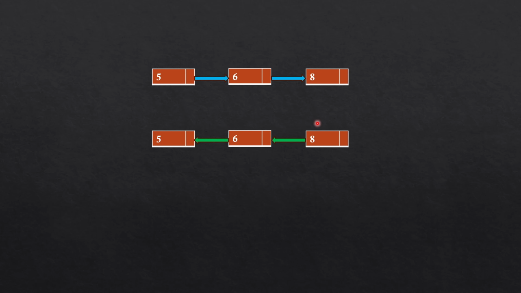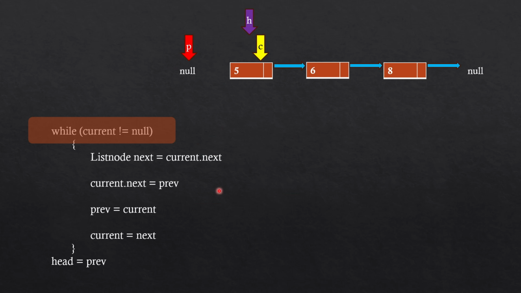And if our 8 becomes our head, our linked list will be in the reverse direction, and the updated linked list will look somehow like that. So 8 has a reference link to the next node 6, and the 6 has a reference link to the next node that is 5, and it is the reverse linked list of this linked list, right? So how will we do this? Let's try to understand it visually.